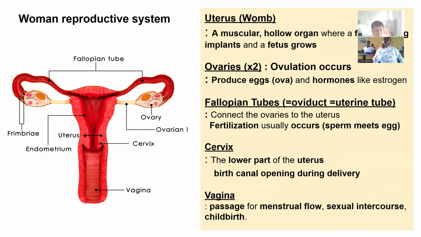And the other parts include the cervix, which is the lower part, which opens during delivery, where the child is born. And the vagina is the birth canal, is the passage of menstrual flow, and also where the childbirth occurs when the child goes out.